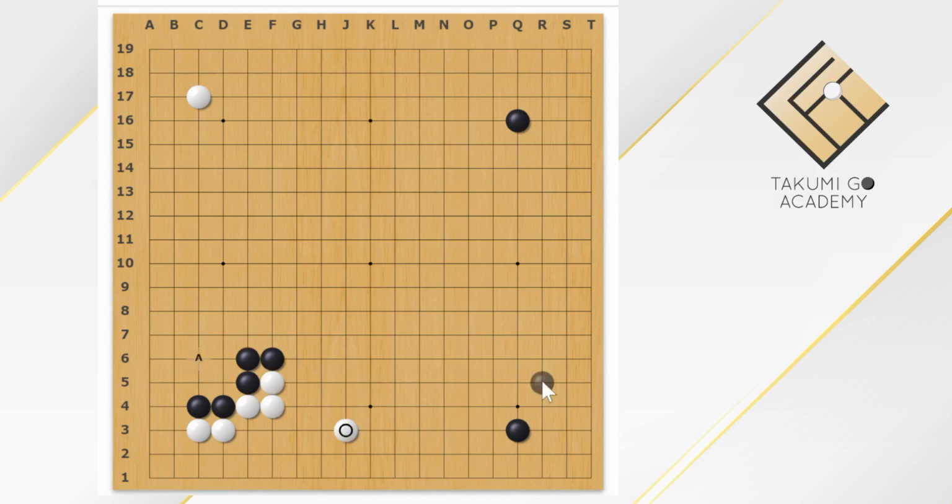The peep here. For example, if white peeps here, black tries to play the pincer, then white could play the hane, and black could not divide the white stones. And also, if black tries to play an extension, the shape is worse than white's. There is some kind of shoulder hit, making black very uncomfortable.